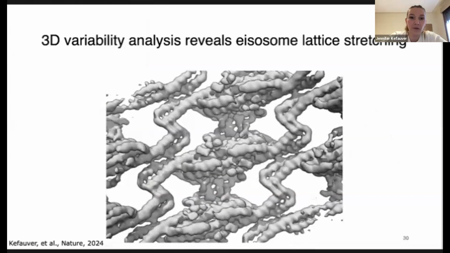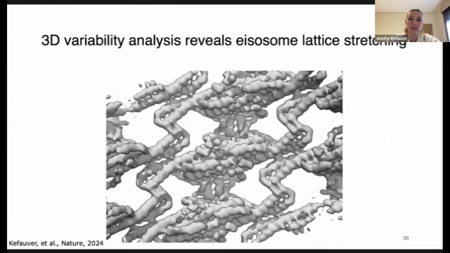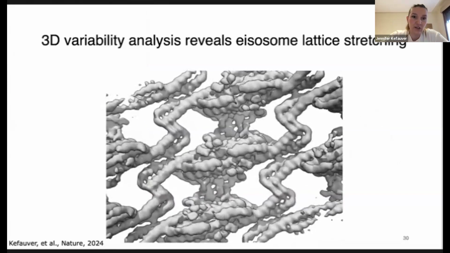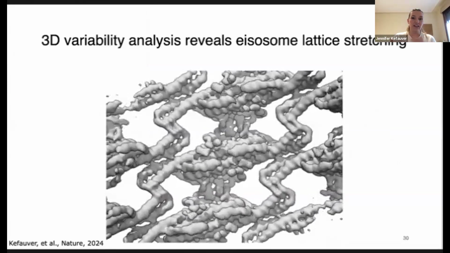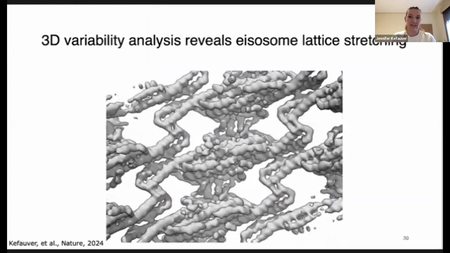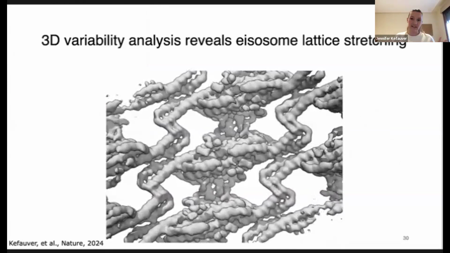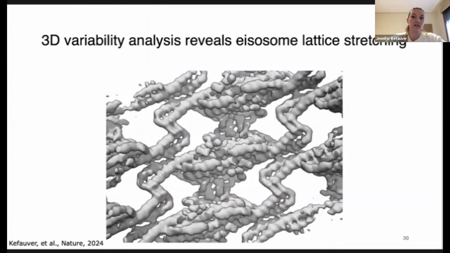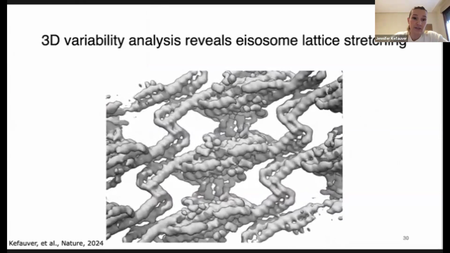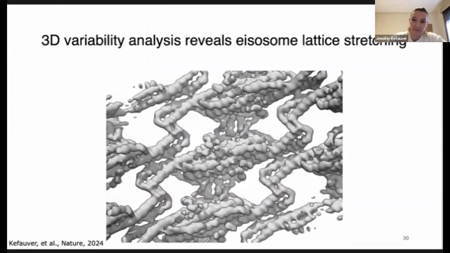So in this video, what I did here was I used symmetry expansion and density subtraction to create a single particle data set from all of the individual PIL1 dimers from each of the 9 native-like helices. So I used all of that data to do a 3D variability analysis. And this shows us the continuous 3D flexibility in that data set.